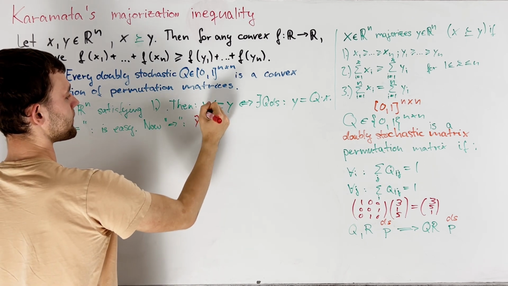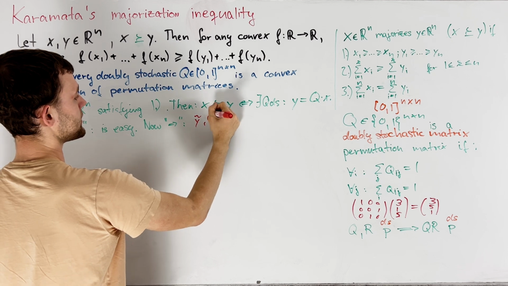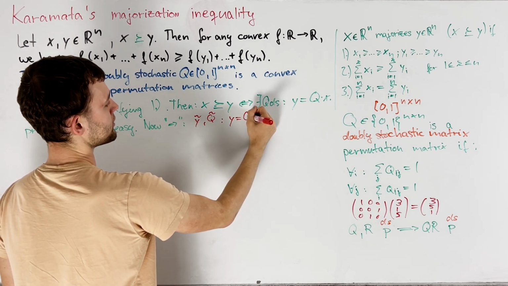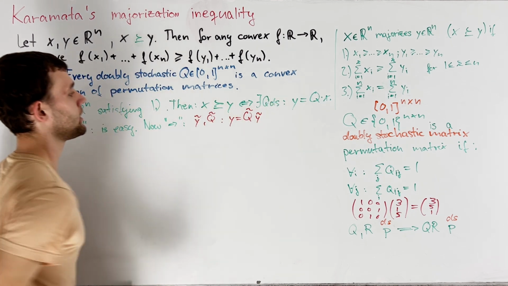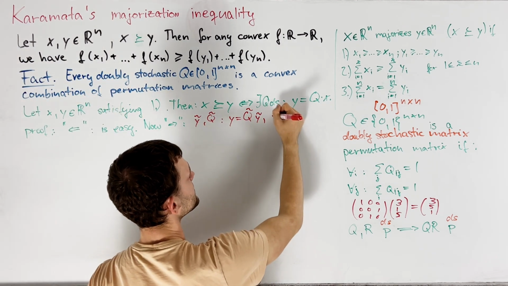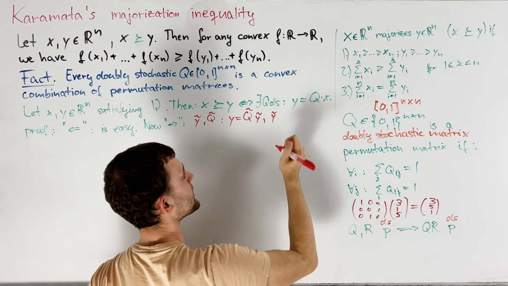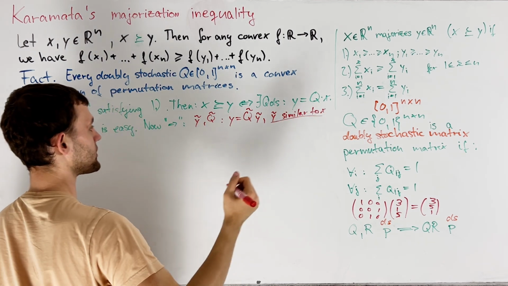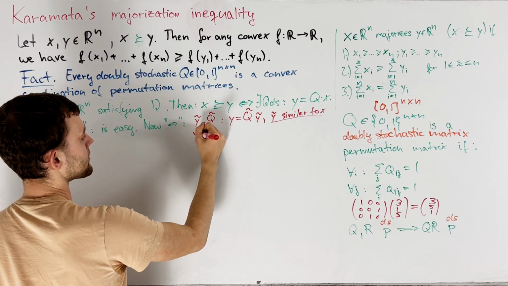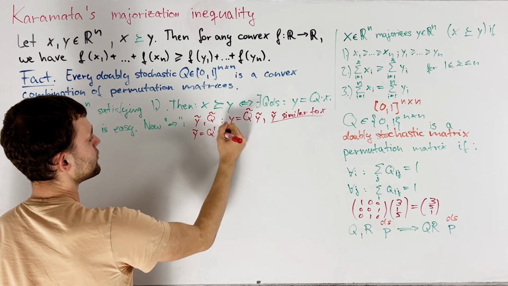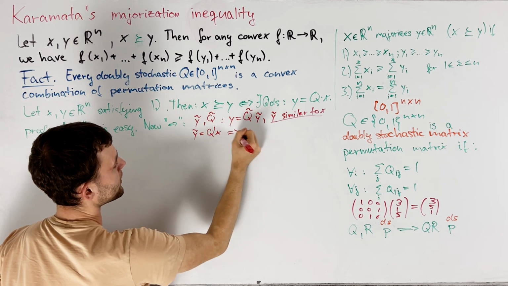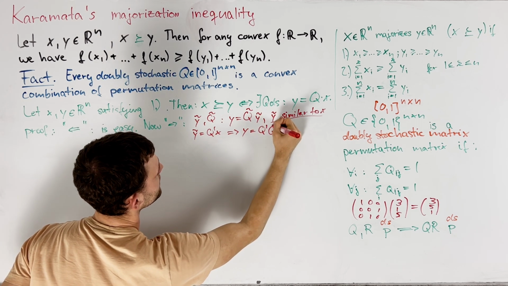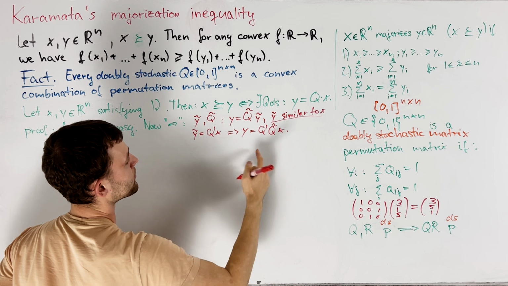Namely, we construct a vector Y squiggle and a matrix Q squiggle such that Y equals Q squiggle Y squiggle, and in some sense Y squiggle should be more similar to X than Y was to X. Through this property we will be able to apply induction so that we can write Y squiggle as Q prime X. Therefore Y will be equal to Q prime Q squiggle X, and we will be done.